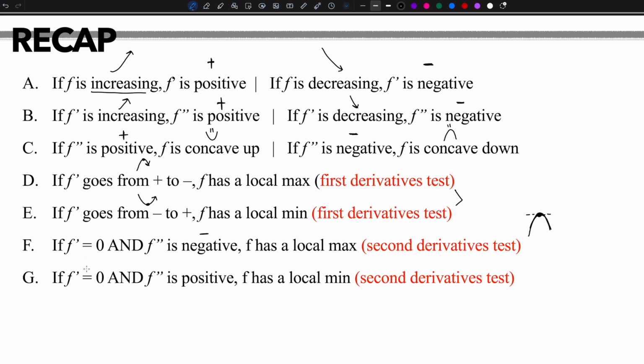And then conversely, if the first derivative is 0, meaning a 0 slope, horizontal slope, and the second derivative is positive, meaning it's concave up. So it means you have concave up and you have a horizontal slope. That means this was a local minimum.